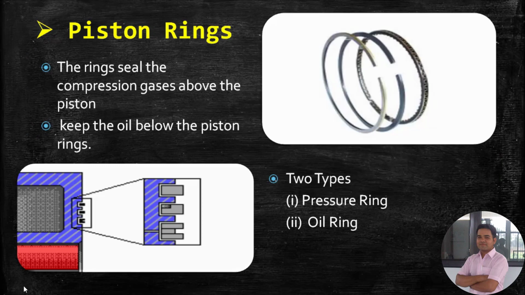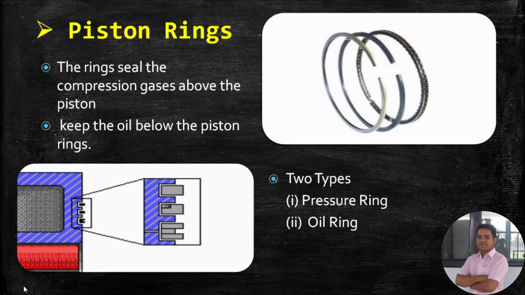The piston rings seal the compression gases above the piston and keep the oil below the piston rings. In the majority of cases, manufacturers utilize 3 to 5 piston rings in an internal combustion engine. The piston rings can be classified into two groups. One, we call the pressure ring. Second, the oil ring.